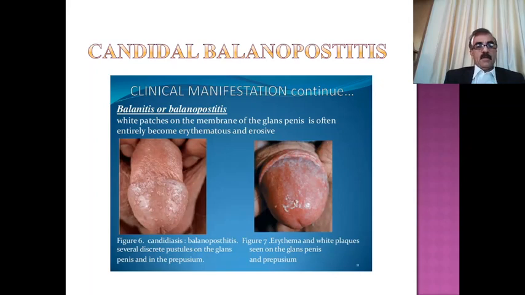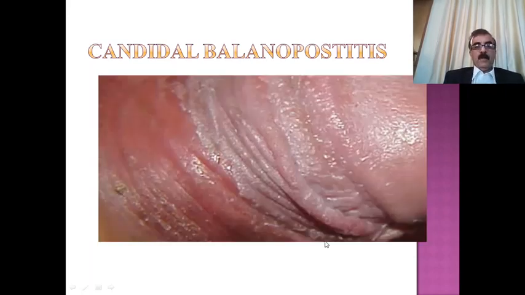And clinical manifestations, we can see the white patches on the membrane of the glans penis, which often becomes entirely erythematous and erosive. In this picture we can clearly see the small papular lesions which are there on the erythematous area. Again, candidal balanoposthitis.